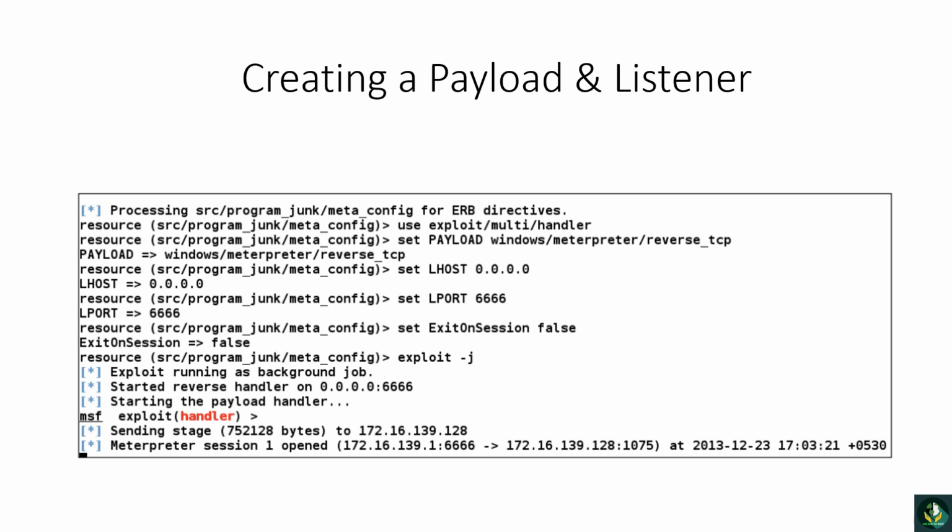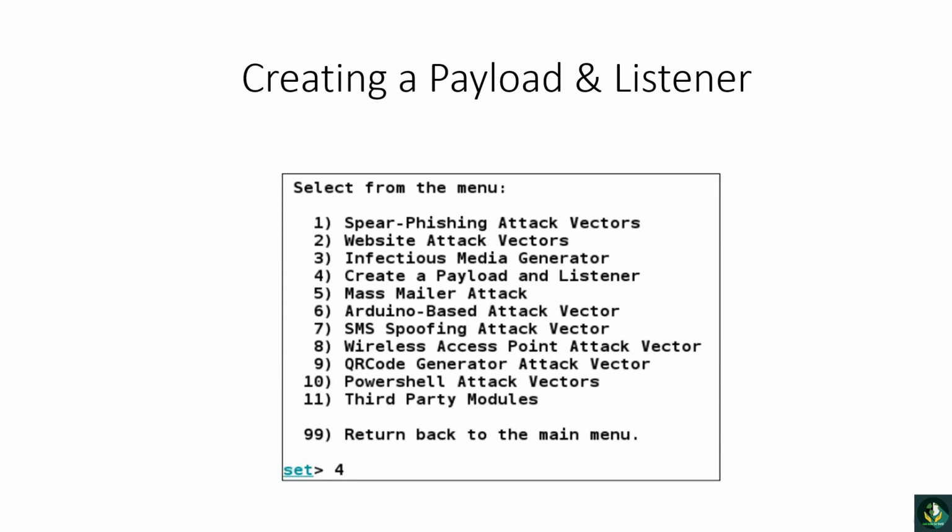And that's how you create a payload and a listener, and you can also approach some of the advanced attacks from before. You can choose any handler as you want, and you can choose any exploitable vulnerability as you want. I just did this create payload and listener for testing purposes, and you can do any of the chosen ones from here. I did number 4. You can do website attack vectors or spear phishing or wireless access point attack vectors, any of the points you want.